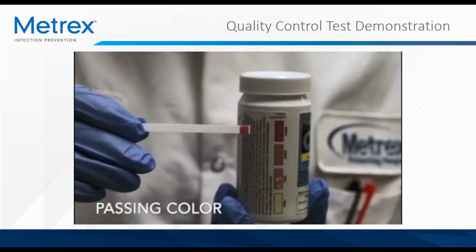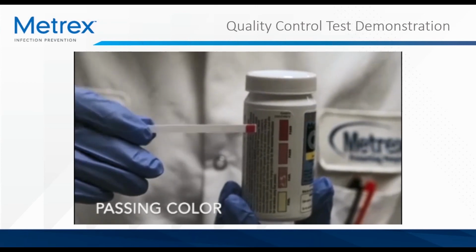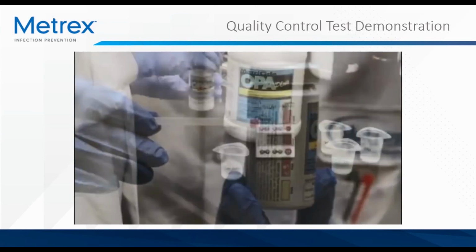Be sure to use the timer. After 1 minute has elapsed, read the result against the Metrocide OPA Plus solution test strip bottle. The indicator pad should turn a magenta color.